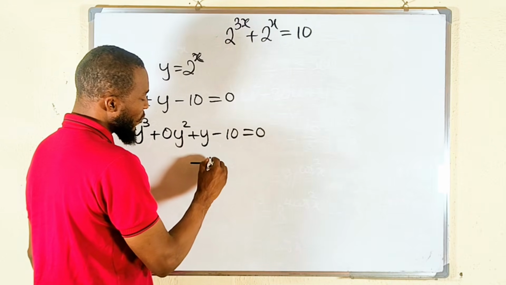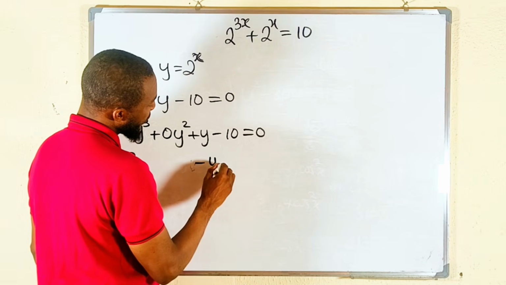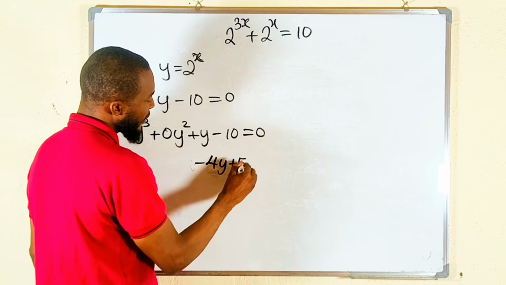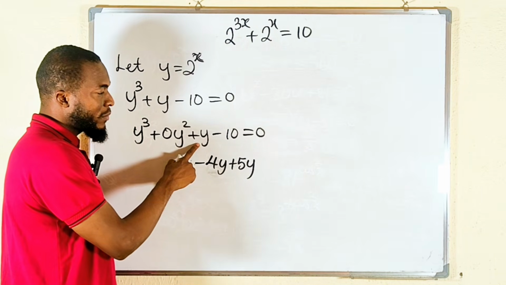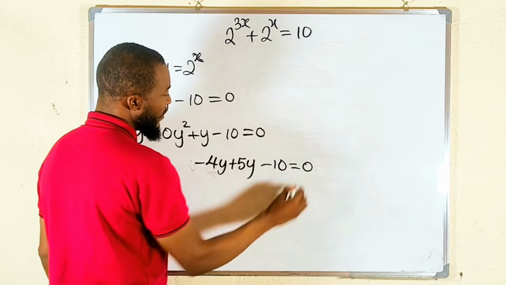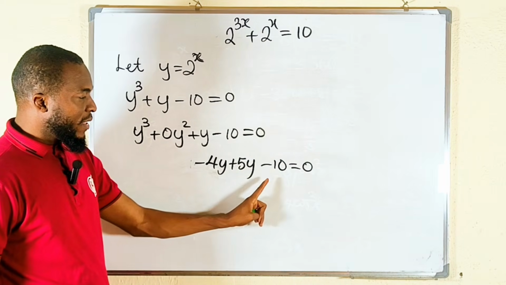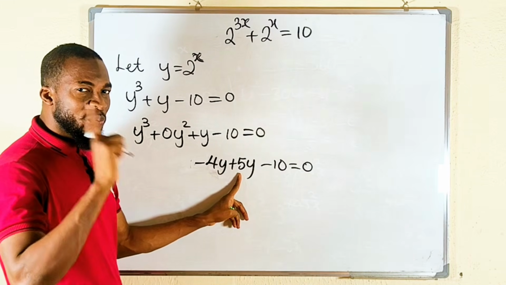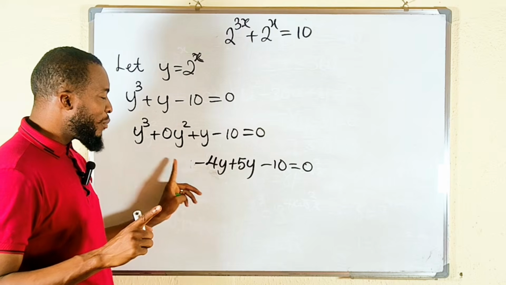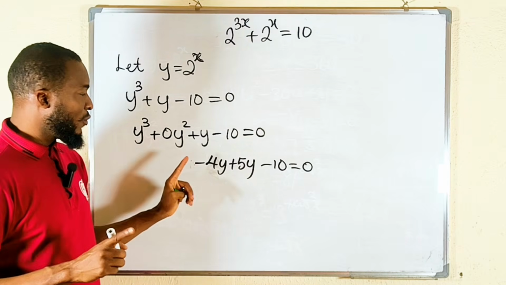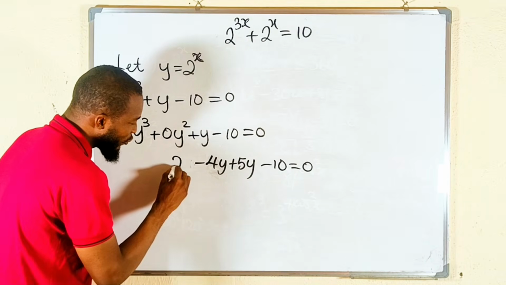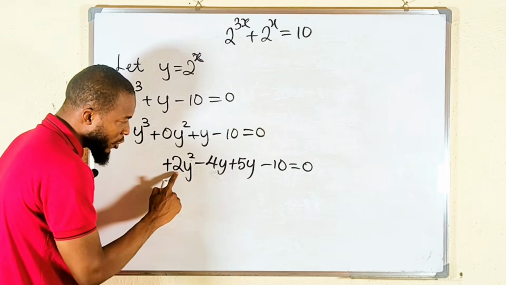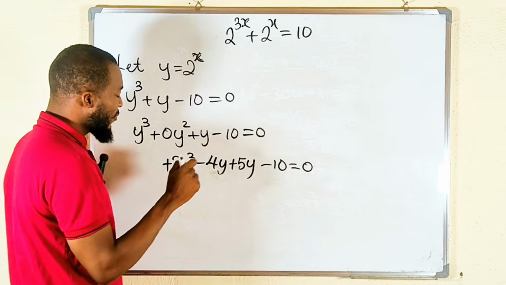Let me use minus 4y plus 5y. Yes, this is going to give us y. Minus 10 equals 0. So, let's analyze. Minus 10 divided by 5 is minus 2. That minus 2 must be the constant. Minus 4 divided by what will give us minus 2? Divided by 2. So, the next one will be what? 2y squared. Because minus 4 divided by positive 2 must be minus 2.